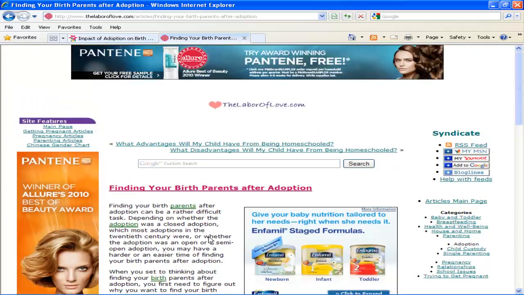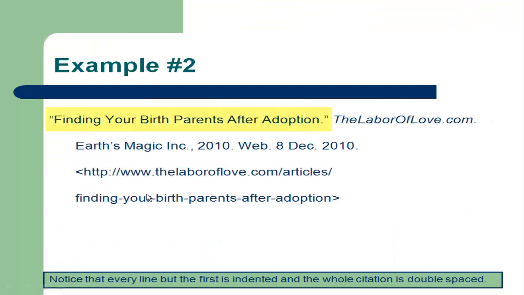It starts with a title. And it's very close in correct MLA format. Finding your birth parents after adoption. I feel all of these are the important words, so I've capitalized them all. In quotes, period, close quotes.